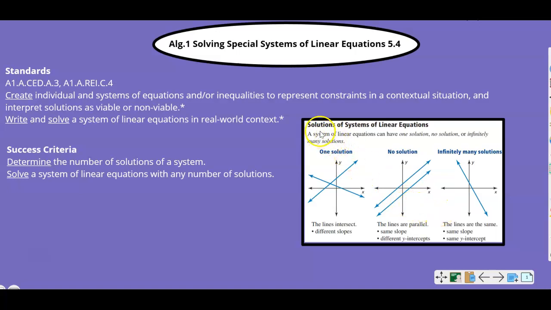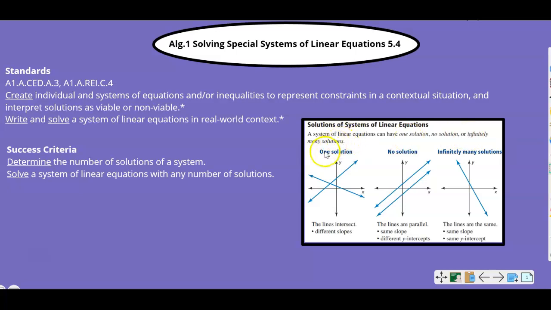A system of linear equations can have one solution. If the lines intersect, the point of intersection is that solution. That's what we've been studying in the previous lessons. No solution: if they have the same slope but different y-intercepts, they are parallel. They will travel at the same slope forever, which means they will not cross. So a system like that would have no solution.